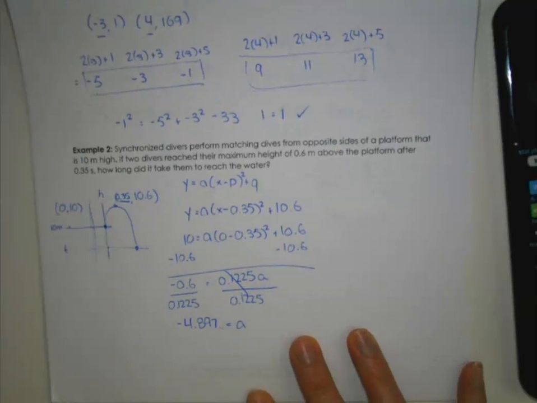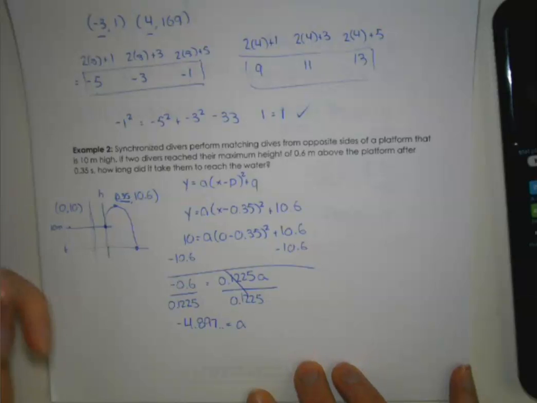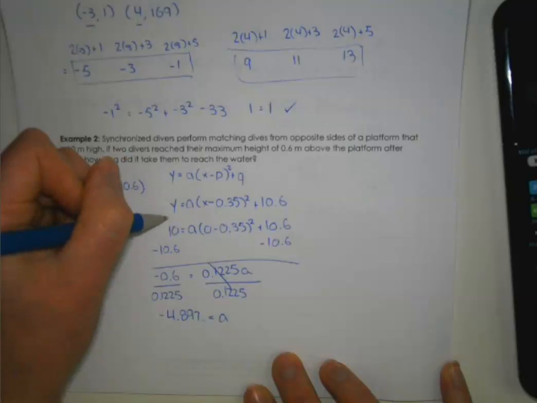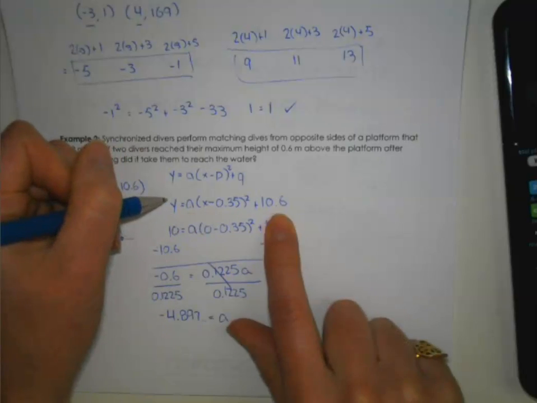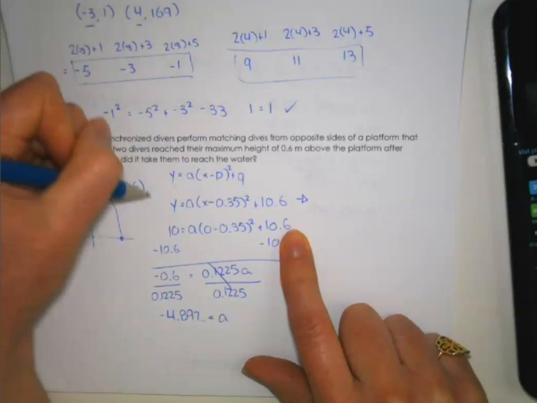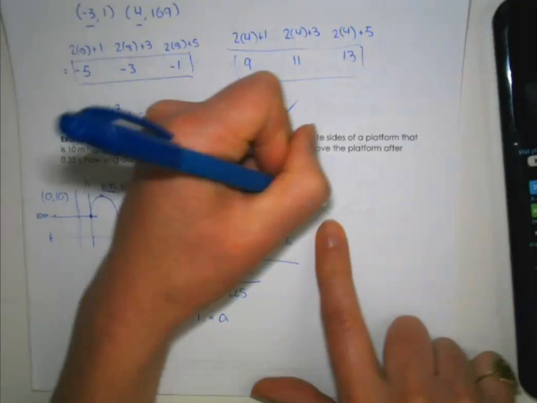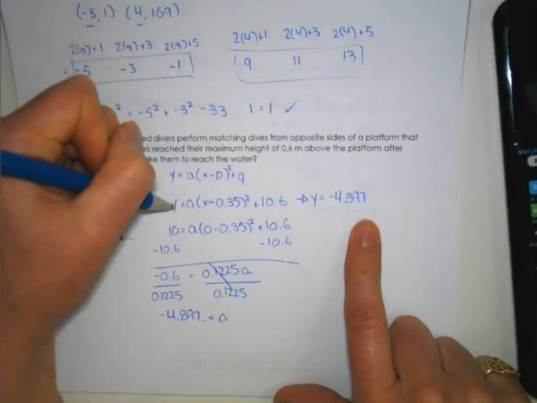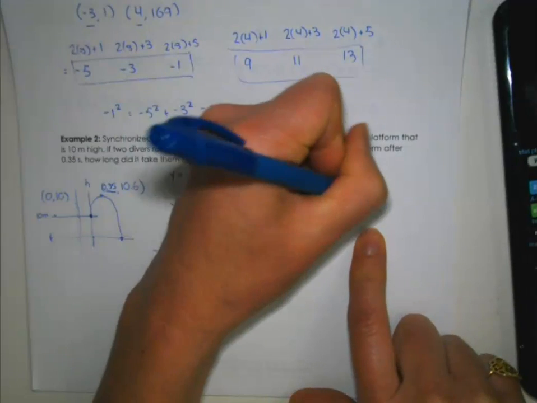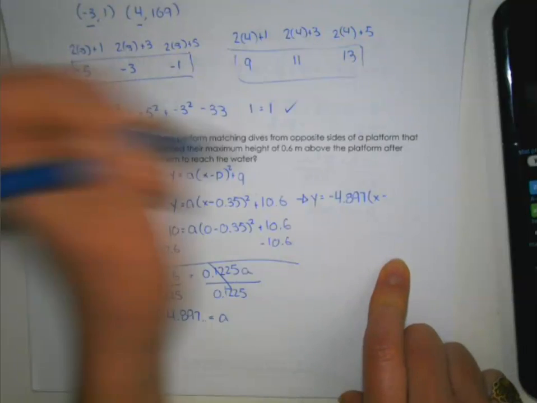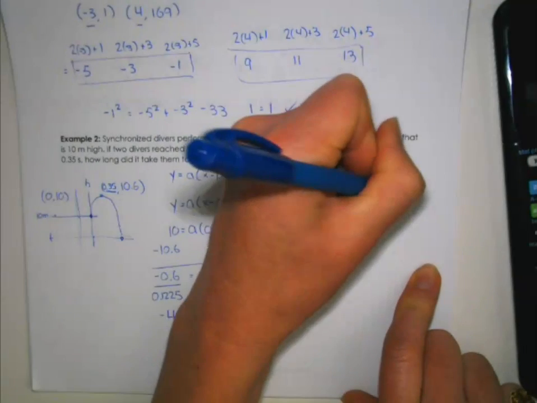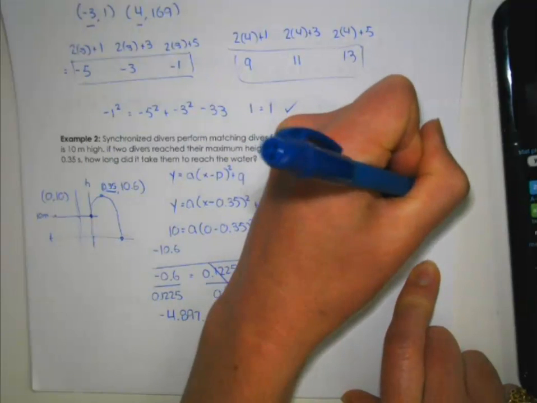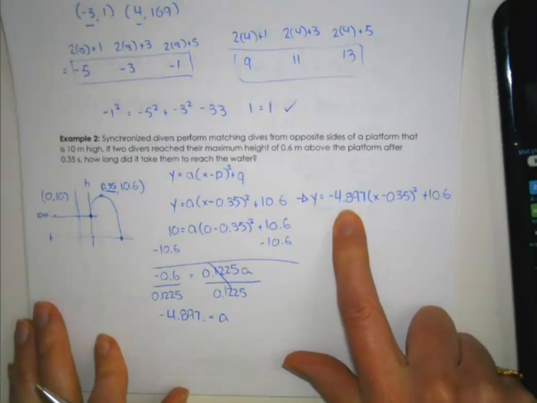So now, again, you kind of have options. We can sub this back in, so for our a value, we would sub it back into this original equation. So it's going to be y is equal to negative 4.897. I'll round it off there for what I'm writing out. x minus 0.35 squared plus 10.6. So personally, what I would do at this point, this is going to get fairly tricky.